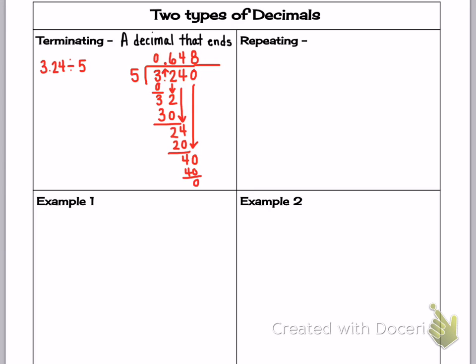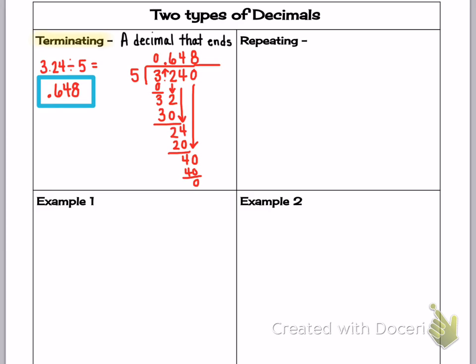So I know that 3 24 hundredths divided by 5 is 648 thousandths. And you are going to be required to write what type of decimal it is in your homework as well. So at this point, because it ended, you will tell us that it is a terminating decimal.